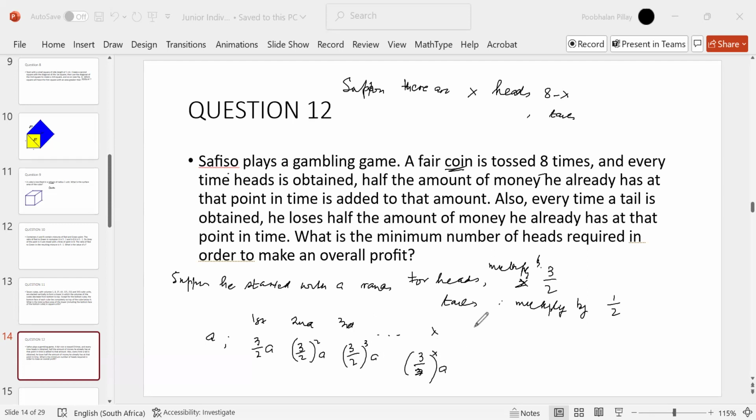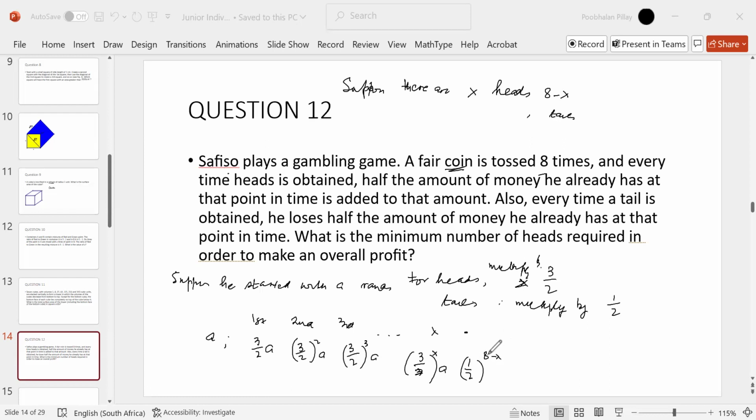But now it has only tails. Right? Now it has tails. I'm putting all the heads together. So now the 8 minus X tails. So just like as you had here 3/2 to the power of X, because there were X heads, the same way you will have a half to the power of 8 minus X, because 8 minus X tails.